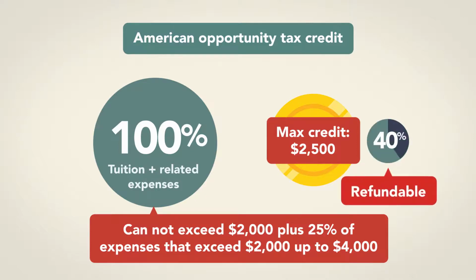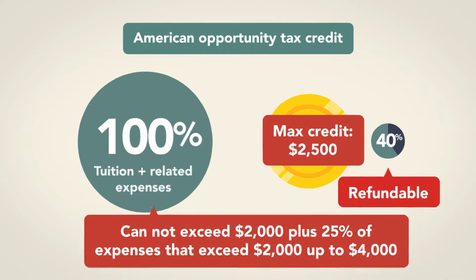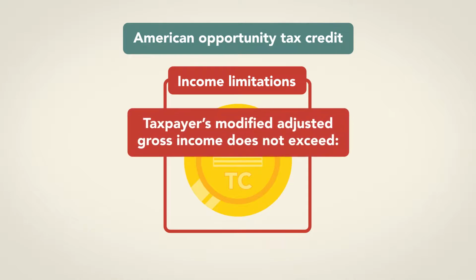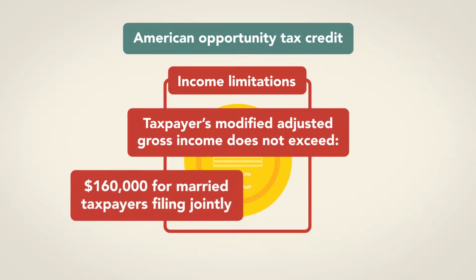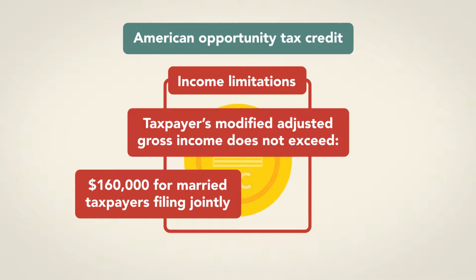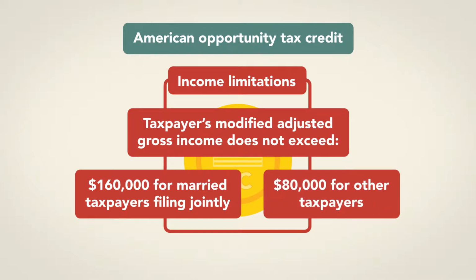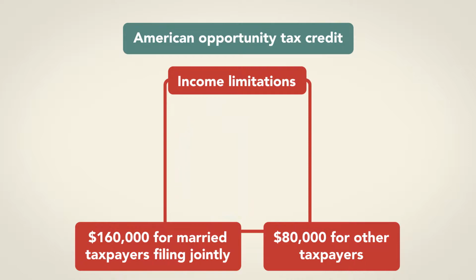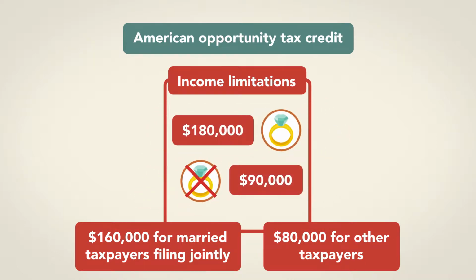Up to 40% of the credit is refundable, which again means that up to 40% is available even if it pushes the taxpayer into negative income tax territory. The credit has income limitations, as it is fully available to the taxpayer paying the education expenses only if the taxpayer's modified adjusted gross income does not exceed $160,000 for married taxpayers filing jointly or $80,000 for other taxpayers. Above that income level, the credit phases out and disappears completely when the modified adjusted gross income exceeds $180,000 for married taxpayers and $90,000 for other taxpayers.